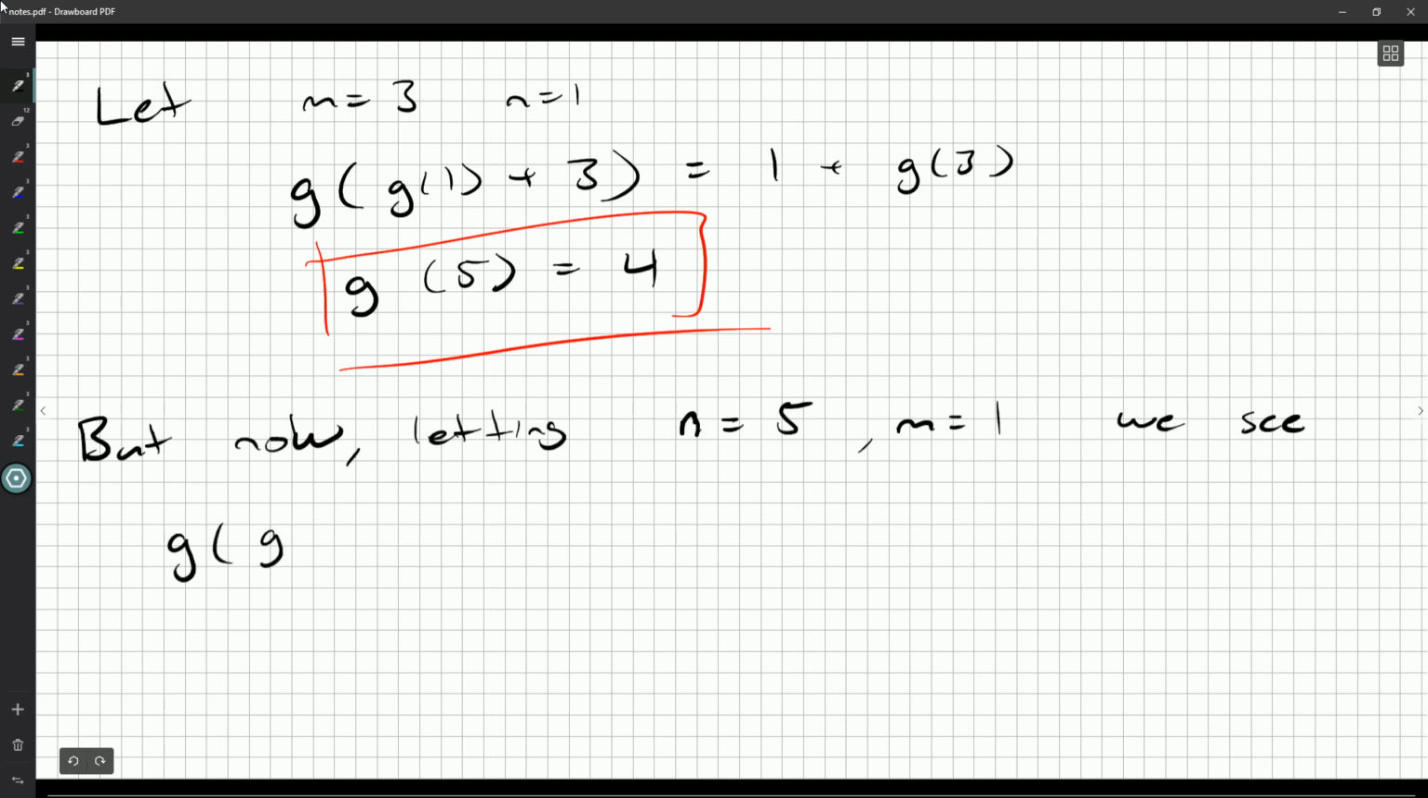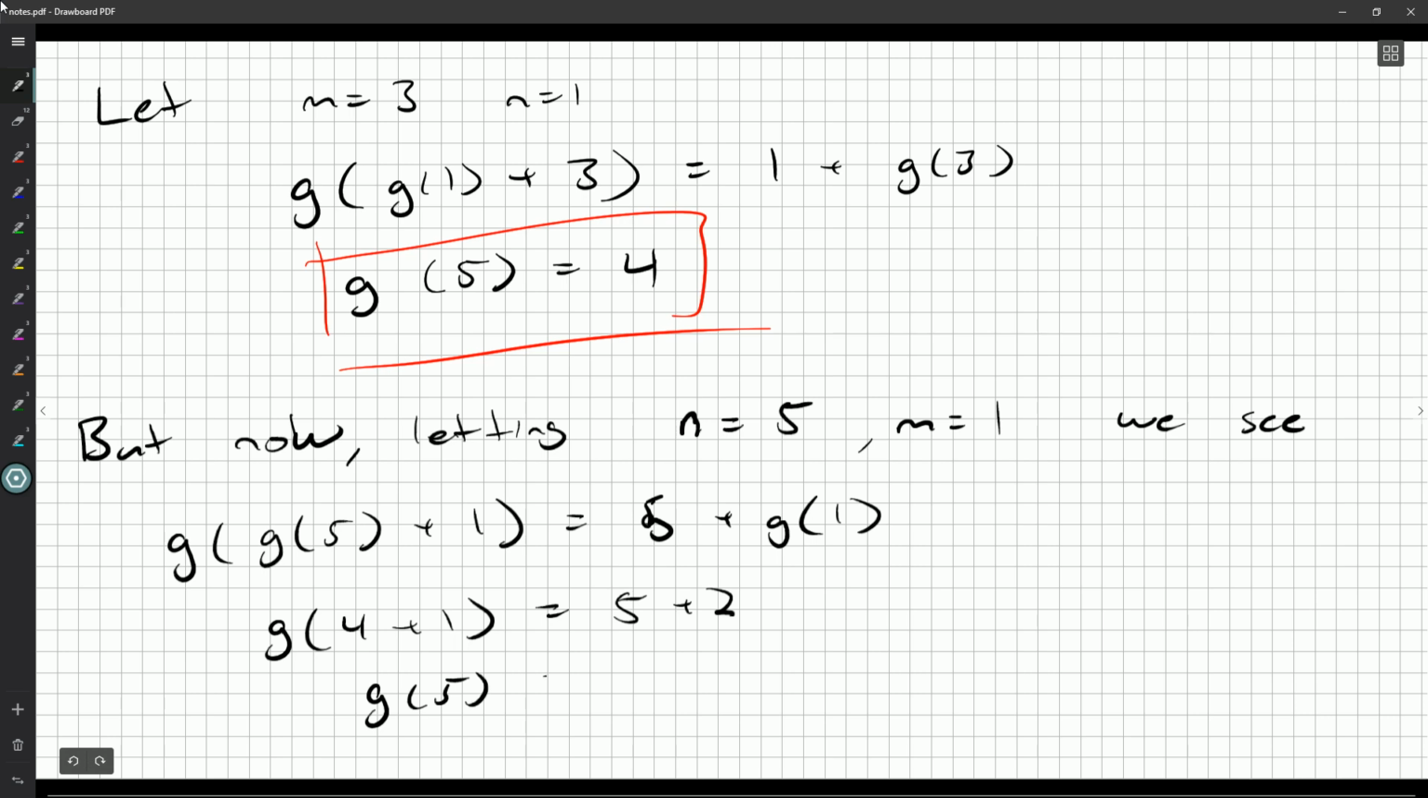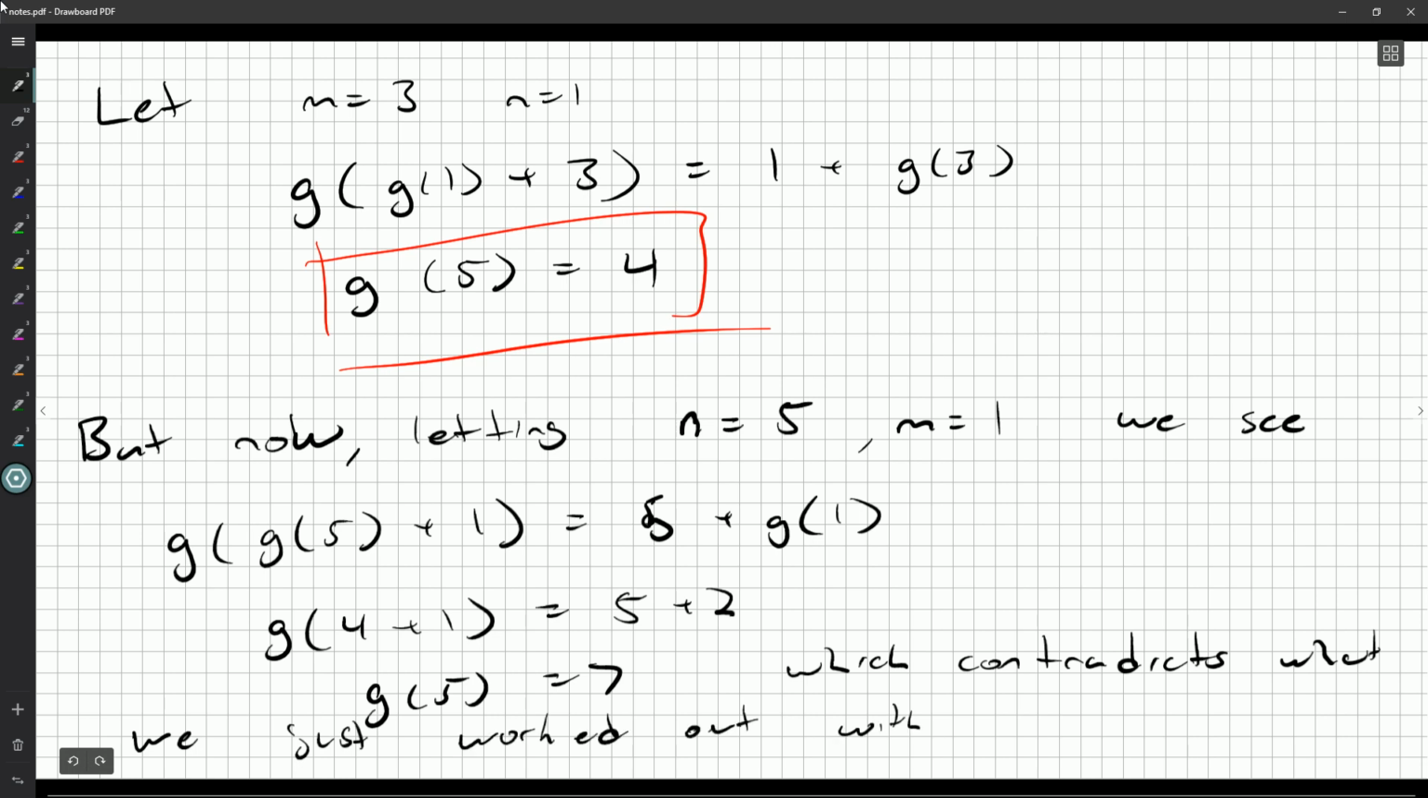But now letting n equal 5 and m equal 1, we see g of 5 plus 1 is 5 plus g of 1. So g of 4 plus 1 is 5 plus 2. G of 5 is equal to 7, which contradicts what we just worked out with g of 5 is equal to 4. All right? We just worked that out up here.